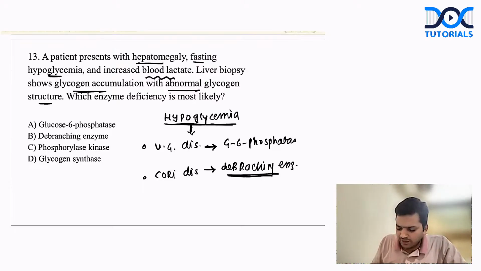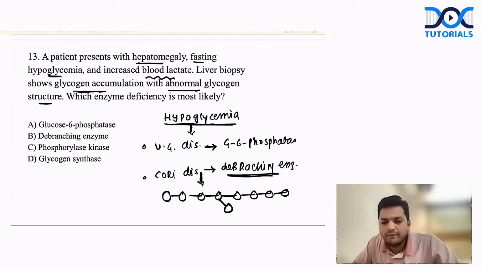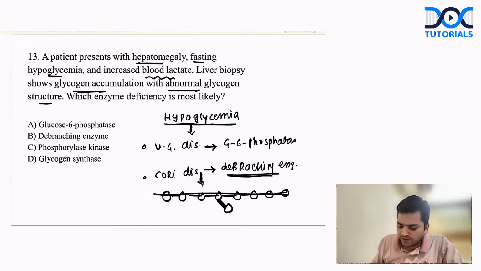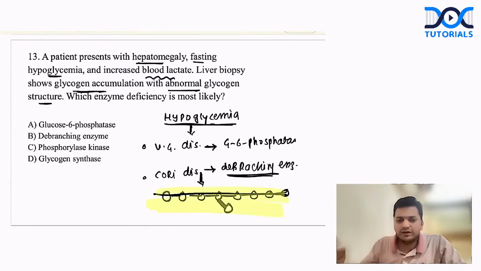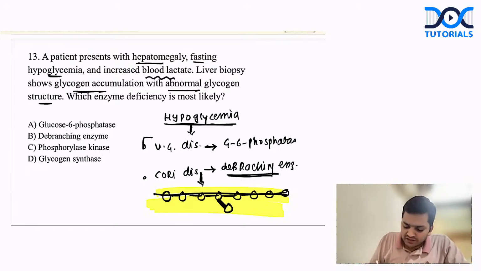Because the debranching enzyme is not working in Cori, to remove the branch of glycogen we require the debranching enzyme. If the debranching enzyme is not there, the cutting will not happen. It's not that the cutting will not happen at all. The cutting will happen, but it will stop here. And this short branched glycogen will accumulate in the liver. This is abnormal glycogen.